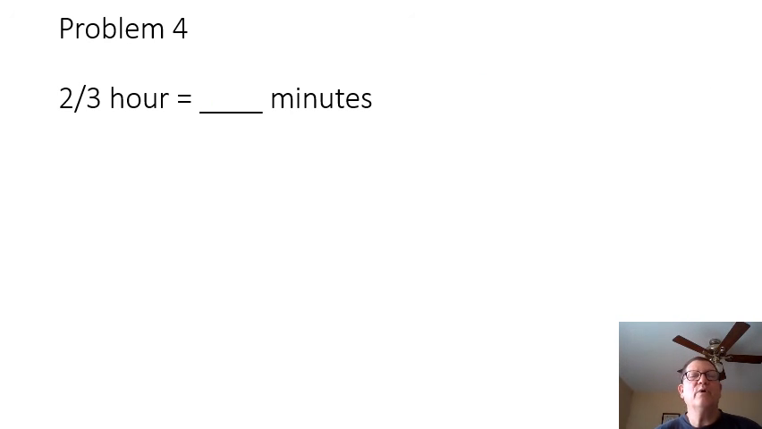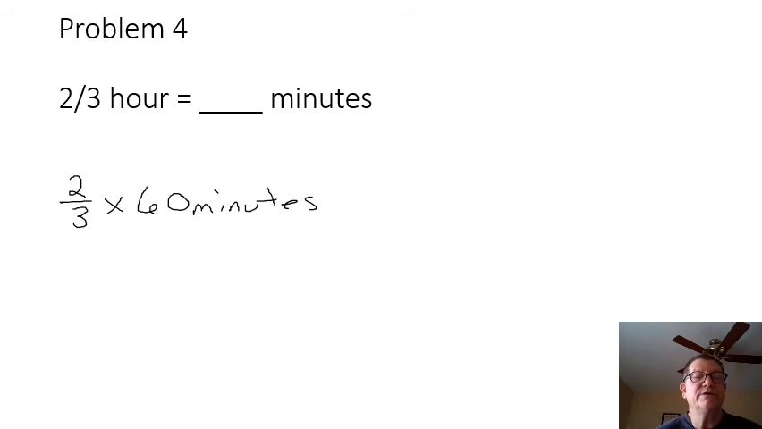Now in problem 4, it says 2/3 of an hour equals so many minutes. Well, I know an hour is actually equal to 60 minutes. So I'm going to multiply 2/3 by 60 minutes to get my answer, because I want to know what 2/3 of 60 minutes is. So this actually comes out as 2 times 60 over 3.